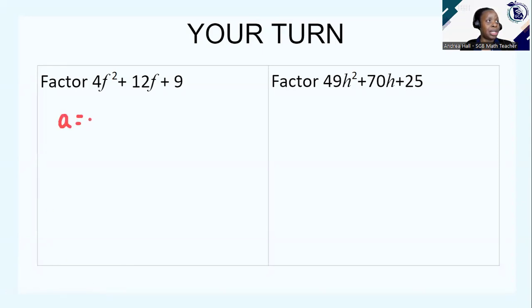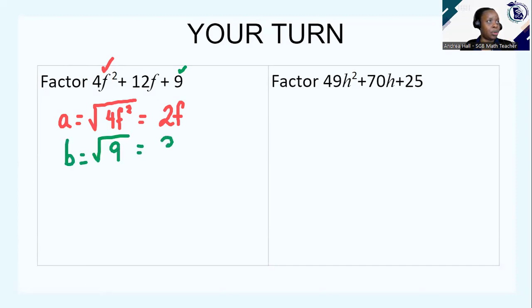So A, we're going to take the square root of our first term here, which is 4f to the second power. The square root of 4 is 2. The square root of f squared is f. So we got that one. Let's look at the last term, 9. So B is going to be the square root of 9. The square root of 9 is a perfect square. It's 3.